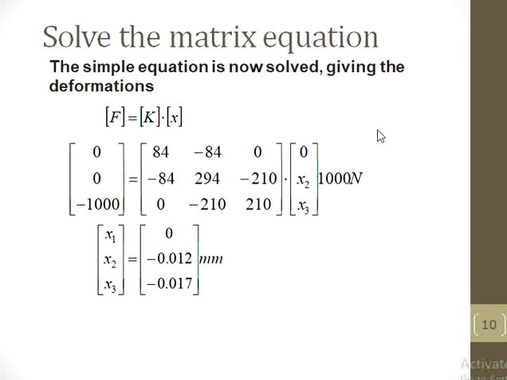Next step, solve the matrix equation by clubbing all matrices. That is, we follow the governing equation F equals Kx, where F is the load vector, K is the global stiffness matrix, and x is the displacement matrix. So we put in all values. Then by the elimination approach or penalty approach, we can solve this matrix and find the respective values of x1, x2, x3. We generally follow the elimination approach.